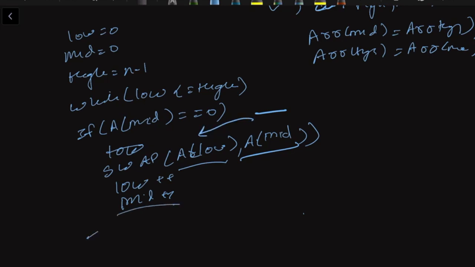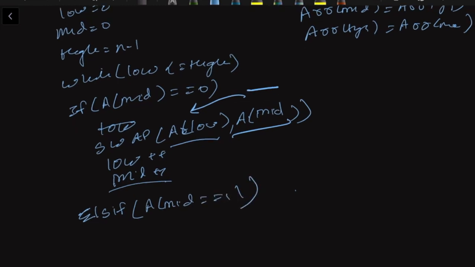Now we'll write else if a of mid equal to 1. So we have no problem because the middle element should be 1. So we'll just increment mid plus plus.